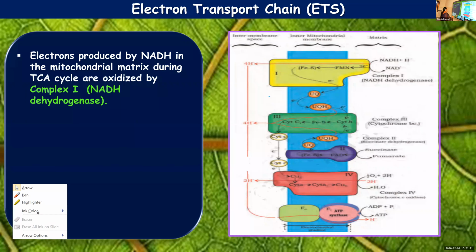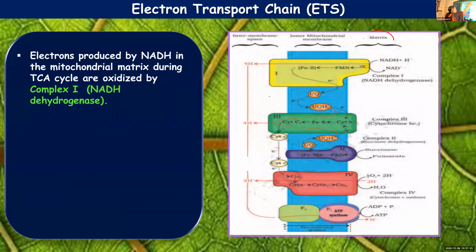So in the matrix, NADH is produced. With the help of NADH dehydrogenase, it will be oxidized to NAD by complex 1. The electrons released by them will be taken up by FMN. From FMN, it will go to iron sulfur compounds, and from there, these electrons will move to ubiquinone.